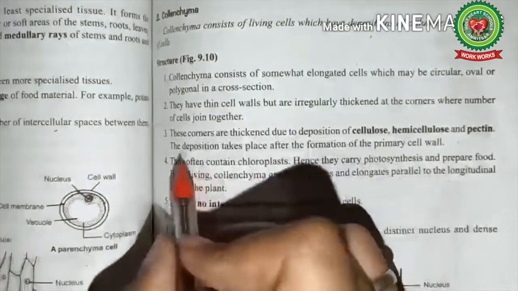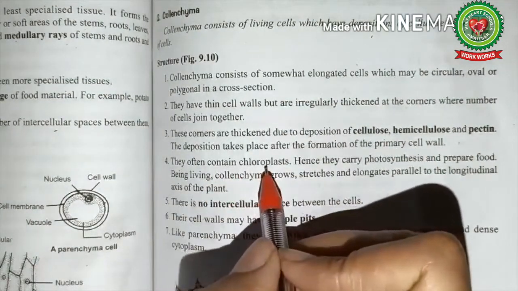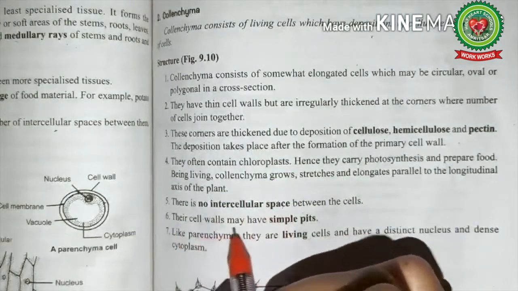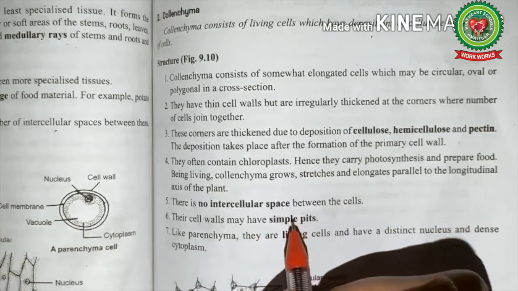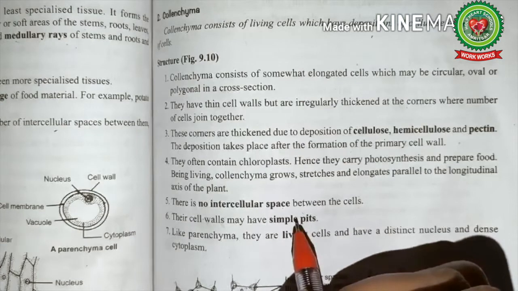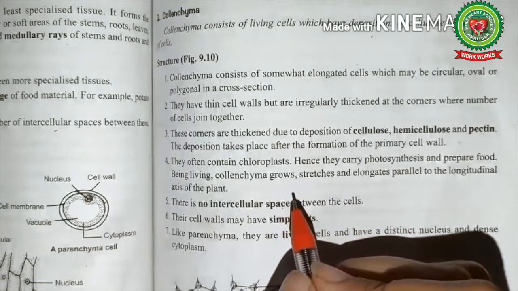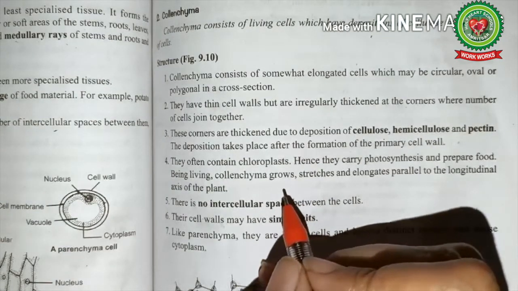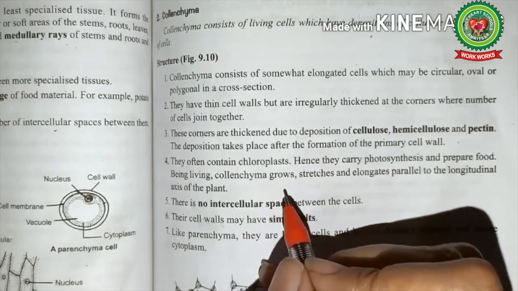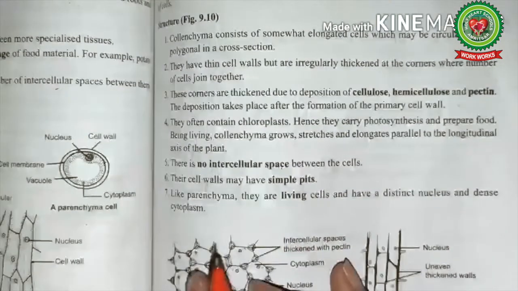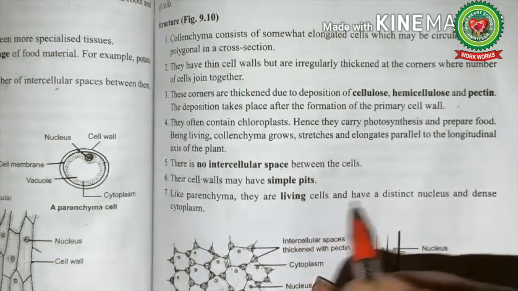Now next, they often contain chloroplast. That is the reason they undergo photosynthesis. There is no intercellular space. Small pits are present wherever there is thickening, due to which the plasmodesmata become thick, and that results in the formation of pits. What is this plasmodesmata? Plasmodesmata are the cytoplasmic connections between two cells, through which cells exchange their material. Like parenchyma, they are also living cells and have a distinct nucleus and dense cytoplasm.